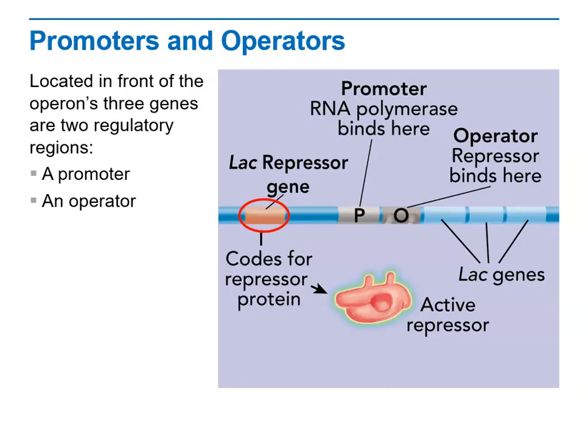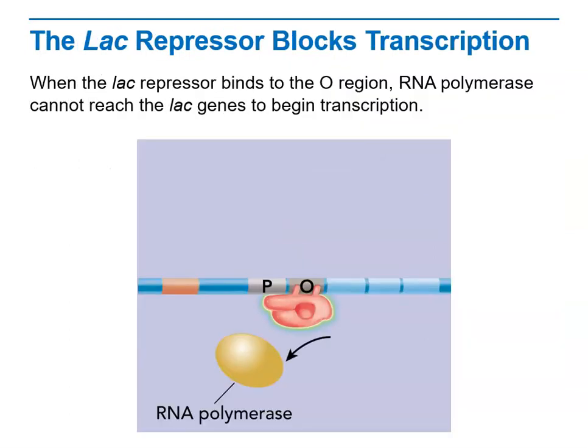Locate the Lac genes in the figure. This illustration shows the same segment of DNA in an E. coli bacterium as the previous slide. What's being shown in this picture? The repressor has bound to the operator and is blocking RNA polymerase from transcribing the genes.